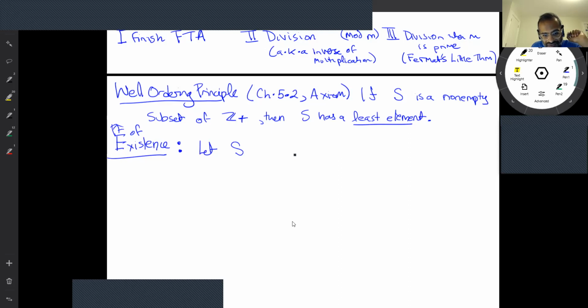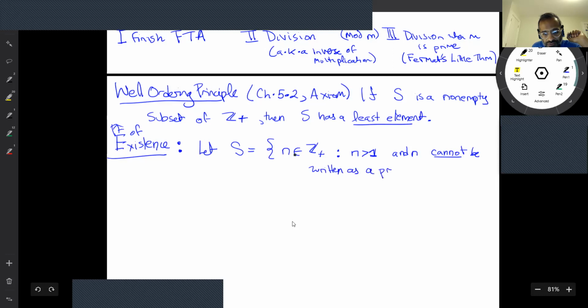What I'm going to do is define a set. Let S be the set of positive integers n such that n is bigger than 1 and n cannot be written as a product of prime numbers. Okay, this is a well-defined set.